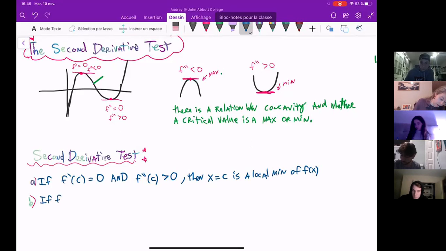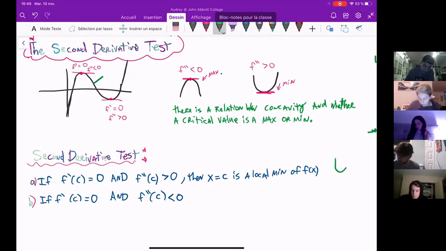If f prime of c equals 0 and f double prime of c is less than 0, so in this first one I had this concave up situation happening, so I had my min there. In this case, I have a concave down situation happening.